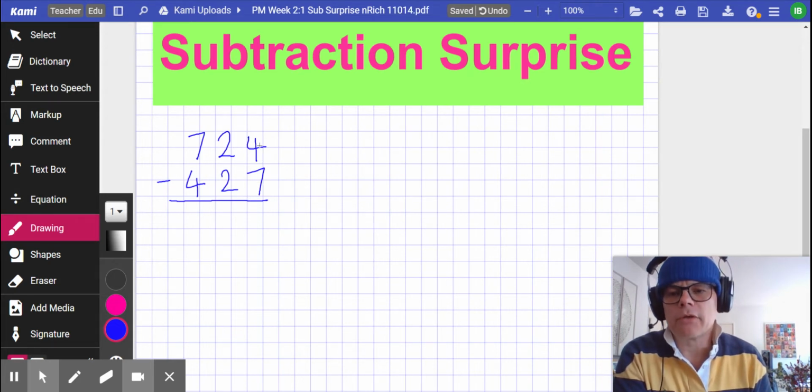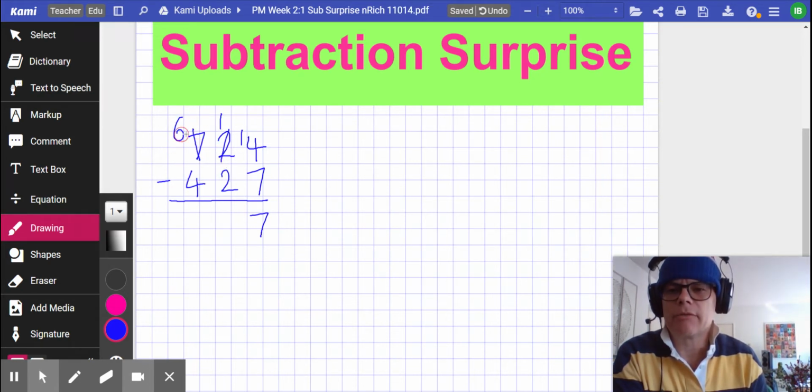Now, let's go for it. Now, 4 take away 7, we can't do in the units, so we do have to borrow from the tens. If you remember how to do this, we borrow 1 ten. So now it's 14 take away 7 in the units is 7. 1 take away 2 in the tens, we can't do that, but we can borrow from the hundreds. We borrow 10 tens from the hundreds. And then 11 take away 2 is 9. And then 6 take away 4 is 2.